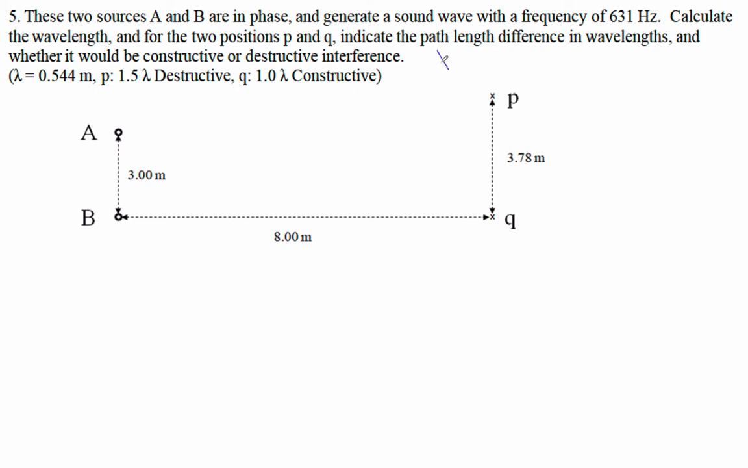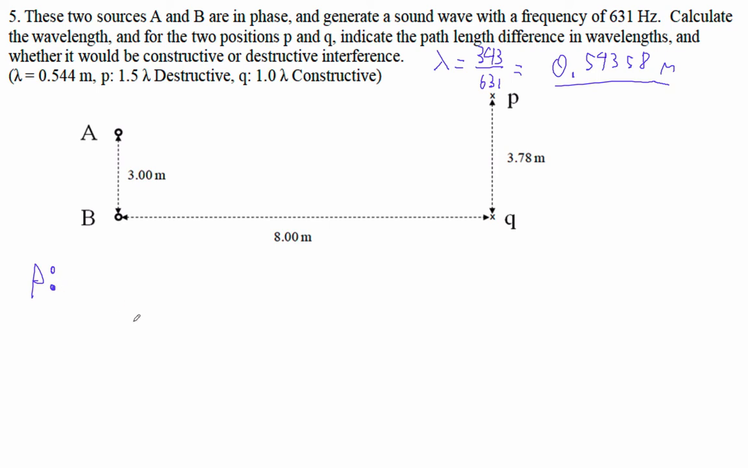Our wavelength is going to be the speed of sound divided by 631. So 343 divided by 631, less than a meter, is 0.54358 meters. That's our wavelength, right? Okay. And now we've got to figure out constructive or destructive interference. So let's figure out point P first.